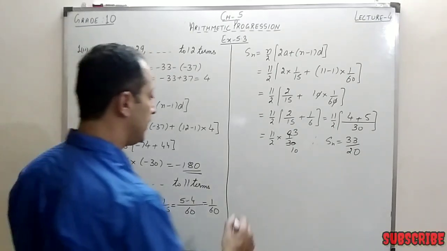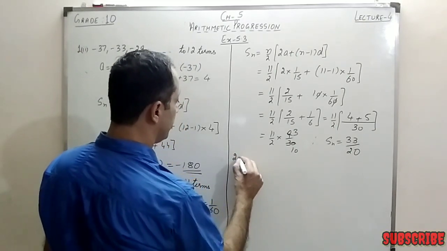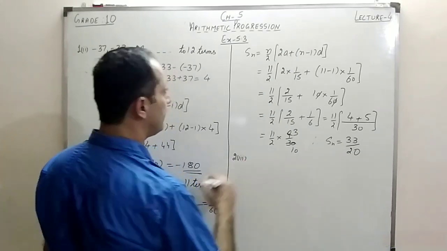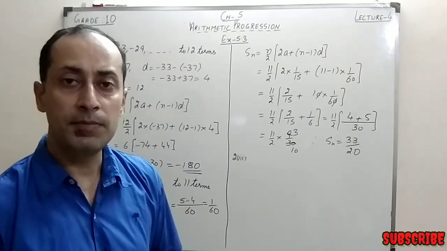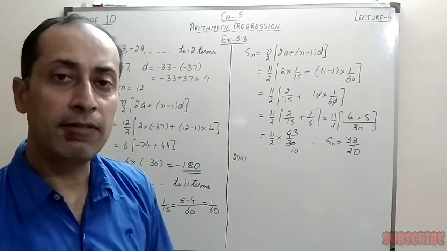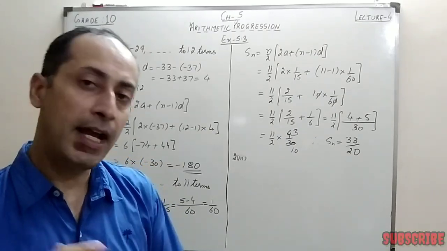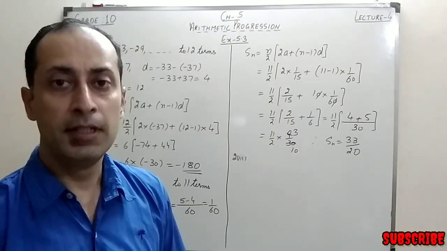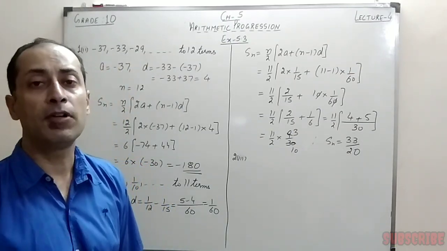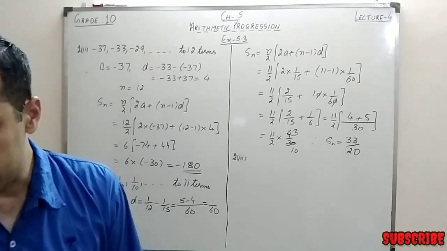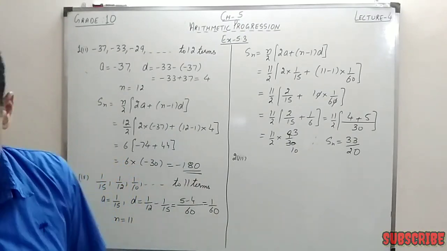Now in question number 2, there is a slight difference. What is the difference here? The difference is the number of terms is not given to me. What is given to me is a series and the last term of the series. So now what do I have to do? The first step would be to find the number of terms of the series. So I take the third part of this question.